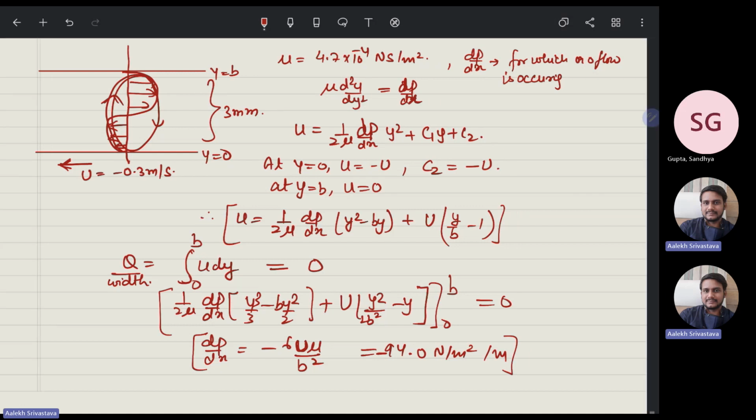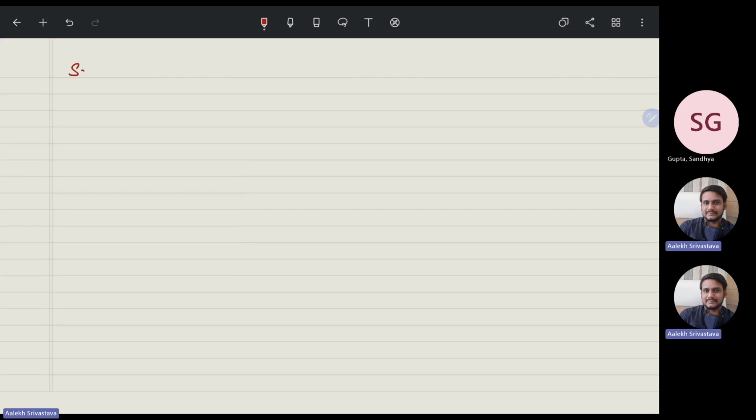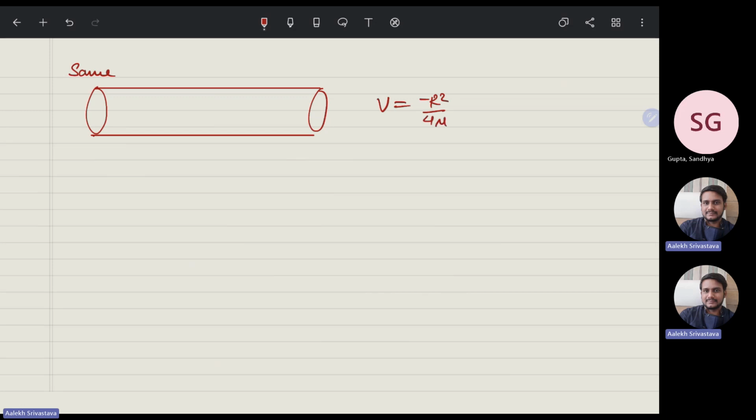So the same thing can be derived for the cylindrical coordinate also, like in the pipe flow. The same thing can be derived, and you will get a velocity profile that is v is equal to minus r square by 4 mu del p by del z into 1 minus r square by r naught square.